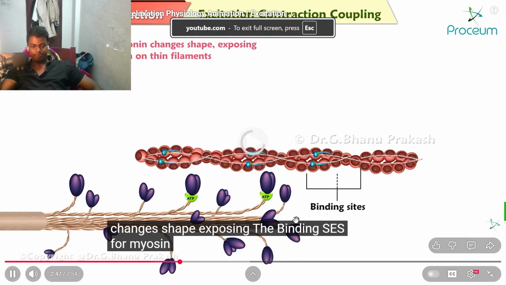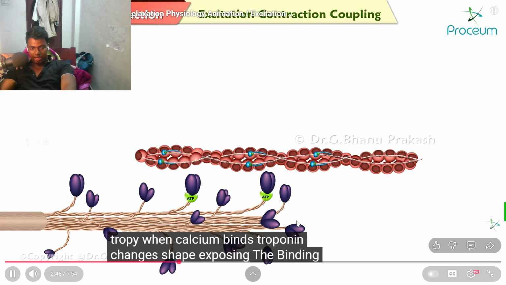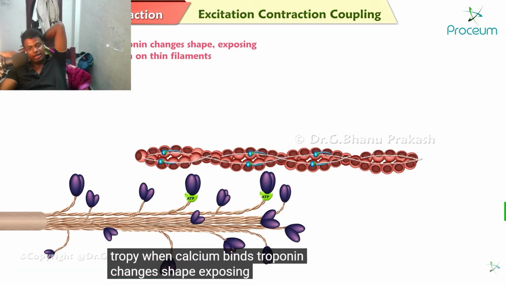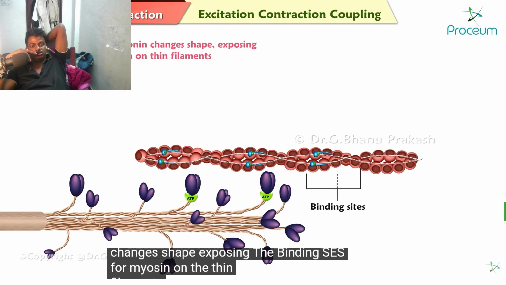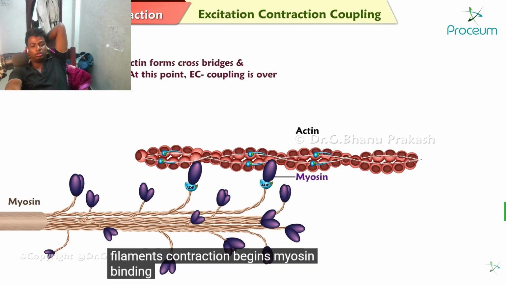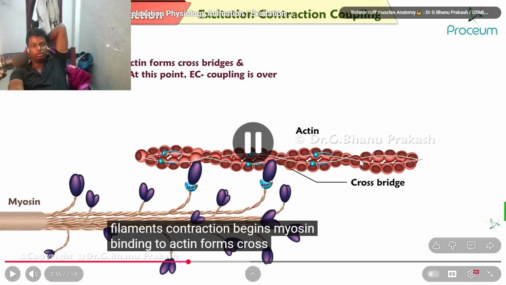On the thin filaments, contraction begins. When calcium binds with troponin, troponin changes shape, exposing the binding sites for myosin on the thin filaments. Myosin binds to actin. These blues are troponin and these here are tropomyosin.